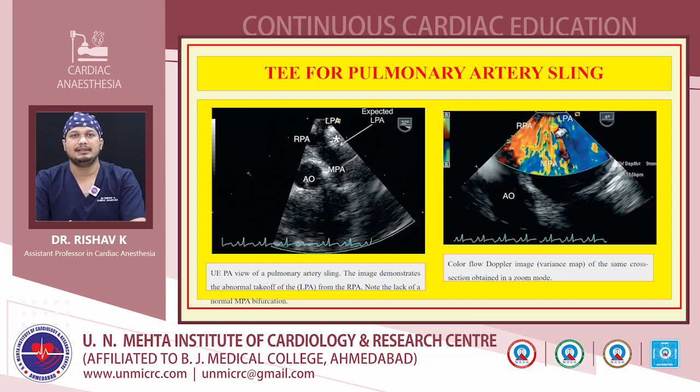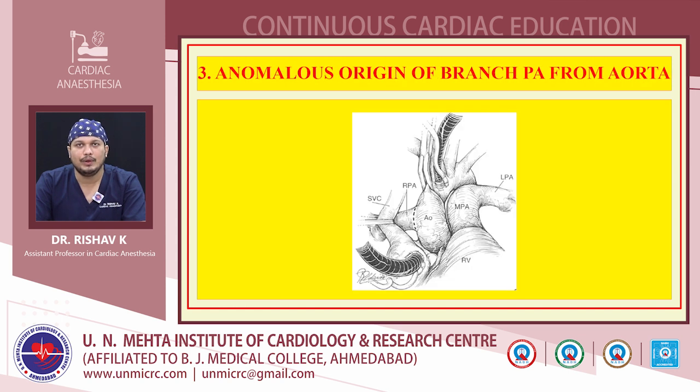So on the image to the left, we are seeing the upper esophageal pulmonary artery view of a pulmonary artery sling, and the image demonstrates the abnormal takeoff of the left pulmonary artery from the right pulmonary artery, and also there is absence of a normal MPA bifurcation. And at the same time, in the same lesion, we are evaluating it through color Doppler using a variance color map, and we are evaluating the flow across the lesion.